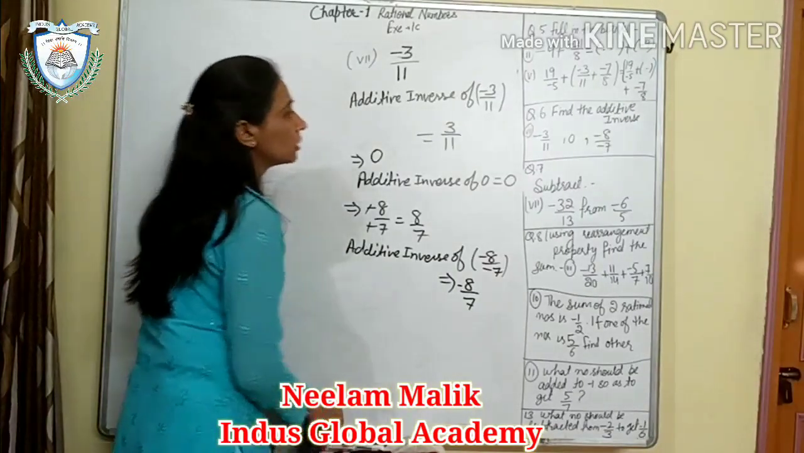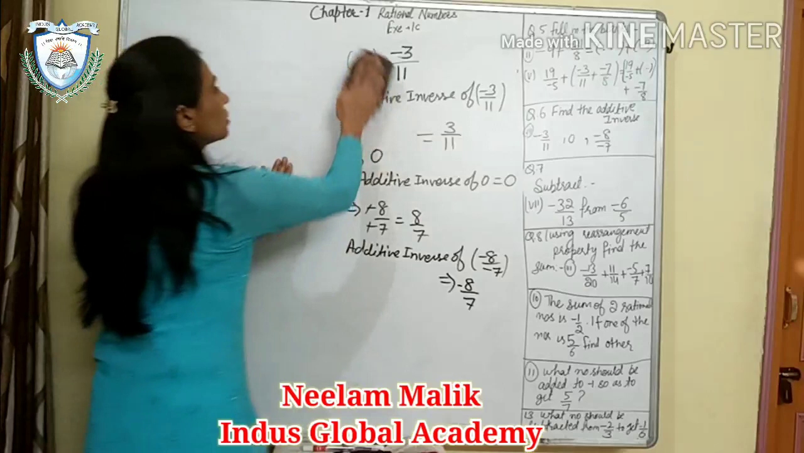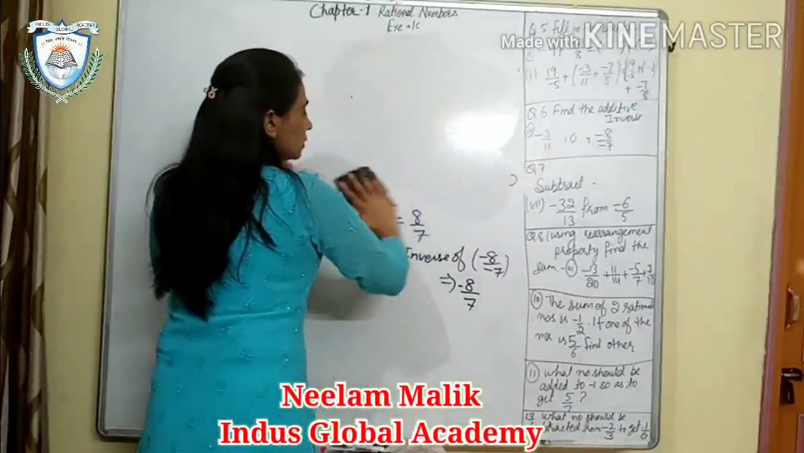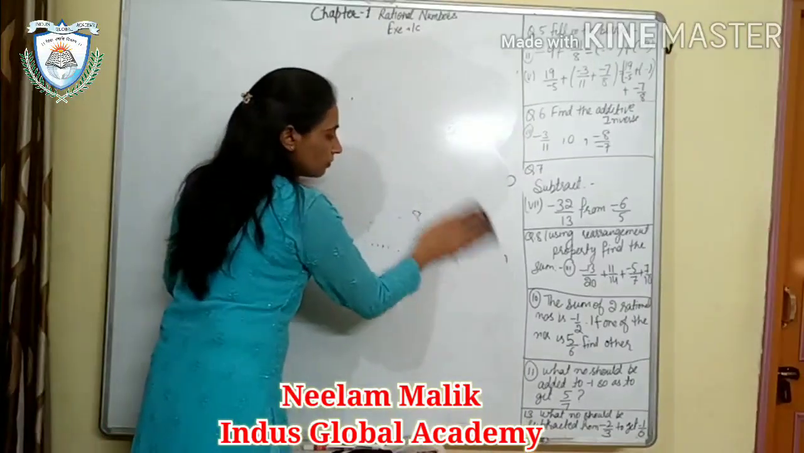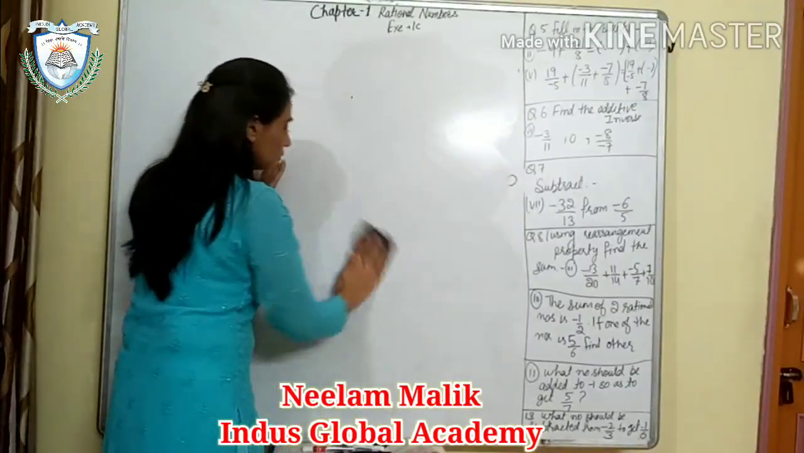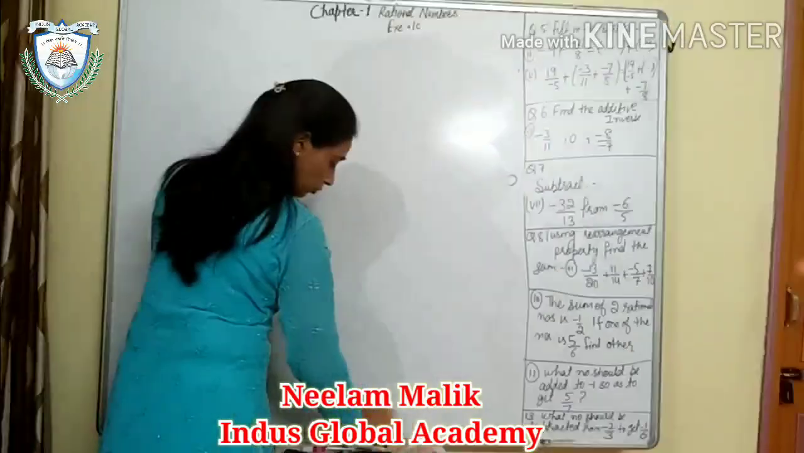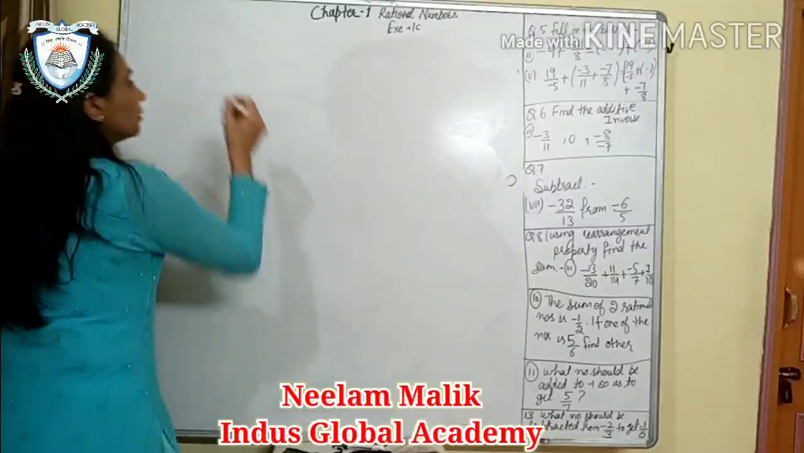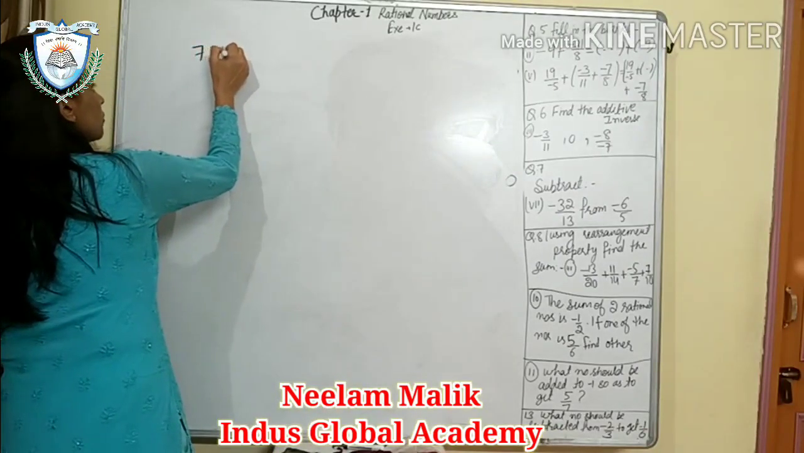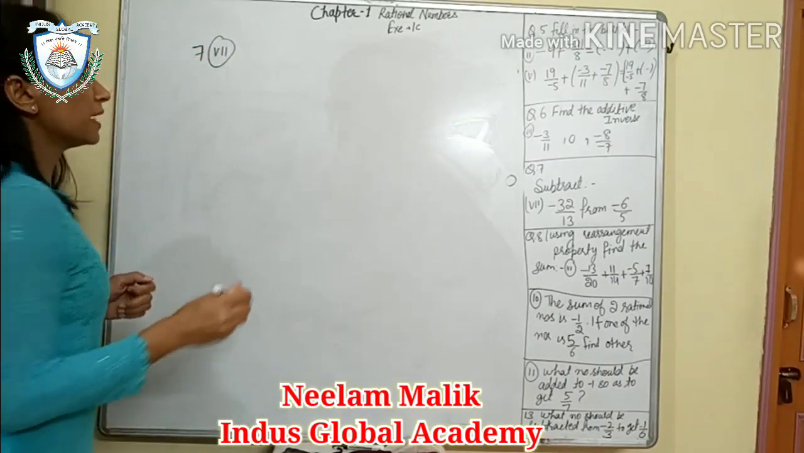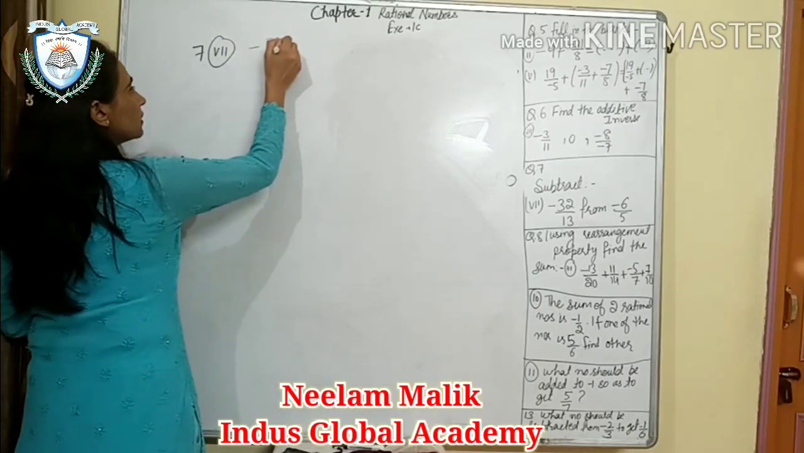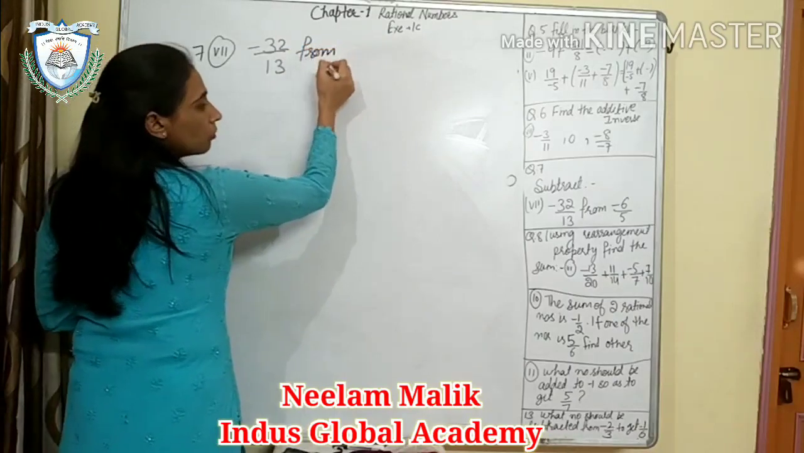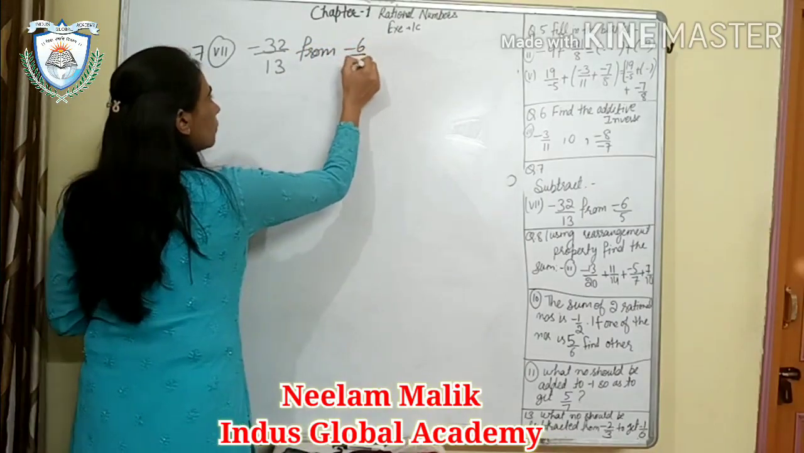Now question number 7. In question number 7, we have to subtract the given numbers. Let us take one example from that, the seventh part. We have to subtract -32/13 from -6/5.